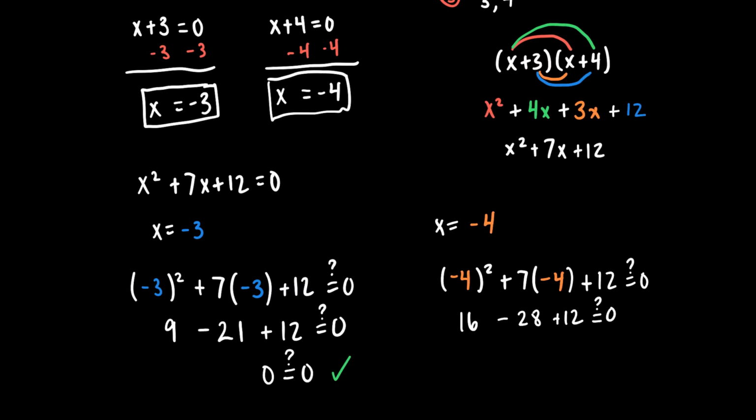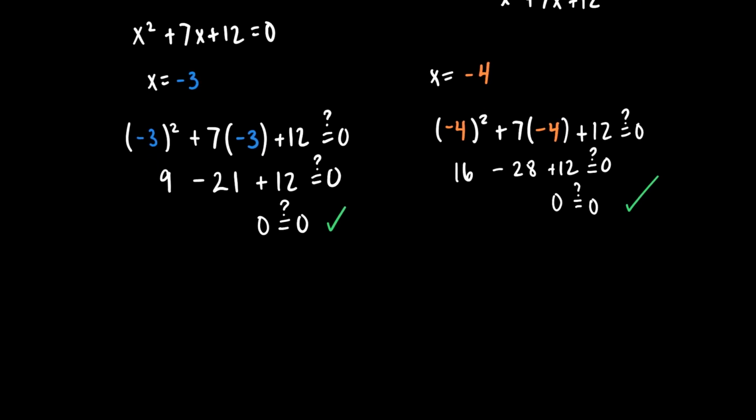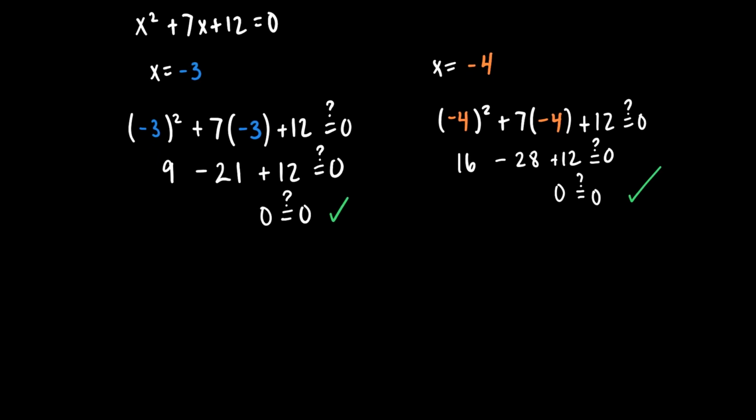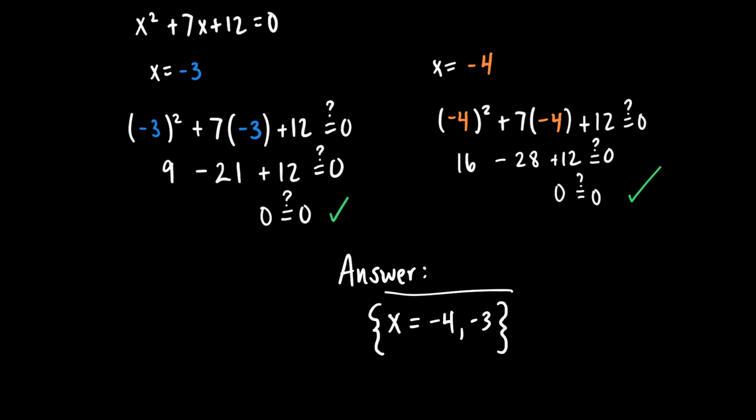16 minus 28 is negative 12. And then when you add 12, look at that, you get 0. So does 0 equal 0? It sure does, last time I checked. All right, so what's our answer here then? Our answer, now that we've checked both solutions to make sure they work, is that x is equal to negative 4 and negative 3. We'll use our little curly brackets here. That's our answer. Let's do another one.